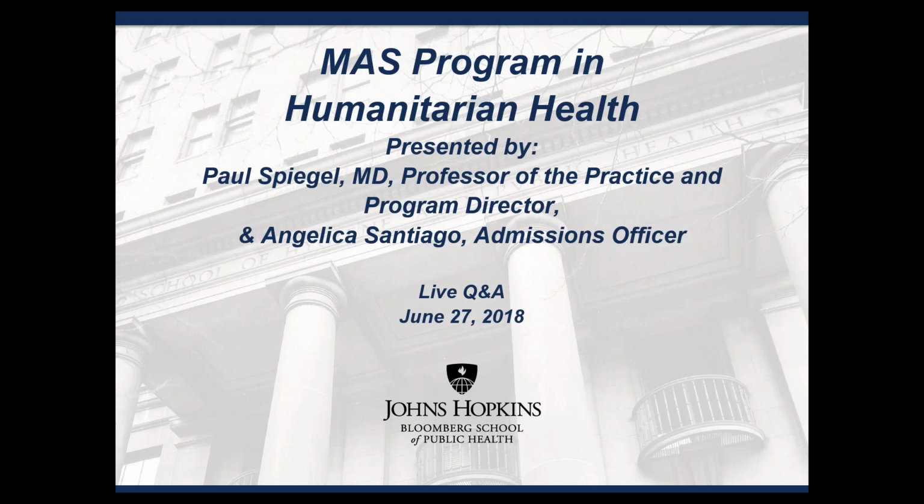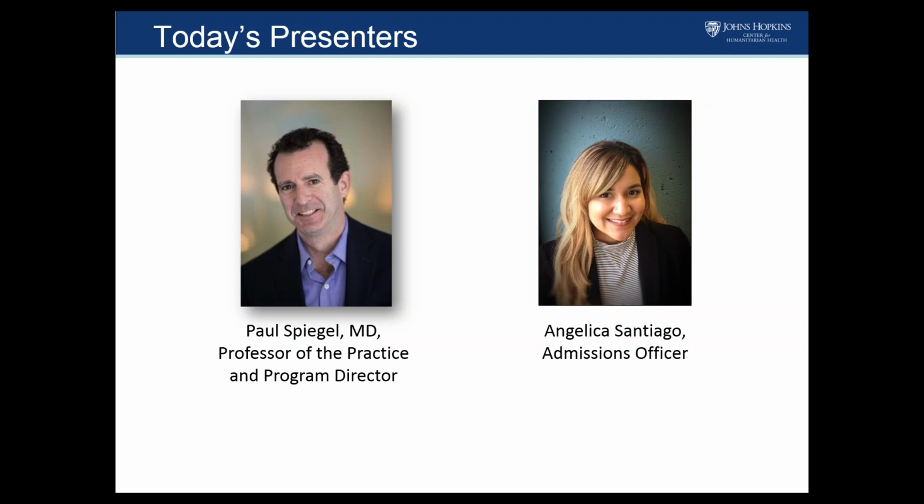Joining me today will be Dr. Spiegel. He is our program director. Dr. Spiegel, would you mind introducing yourself to everyone? Sure. Hello, everyone. My name is Paul Spiegel, and I'm a professor of practice at Johns Hopkins and a director of the Center for Humanitarian Health and a program director for the OPAL, the Masters of Applied Science in Humanitarian Health.